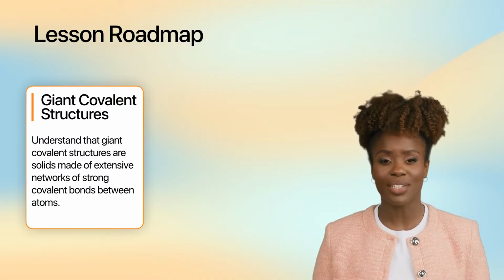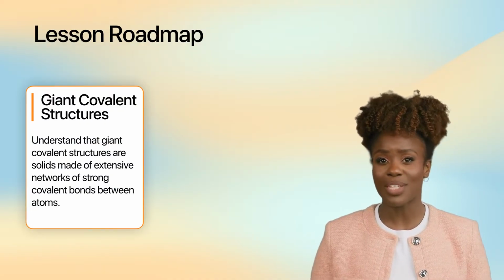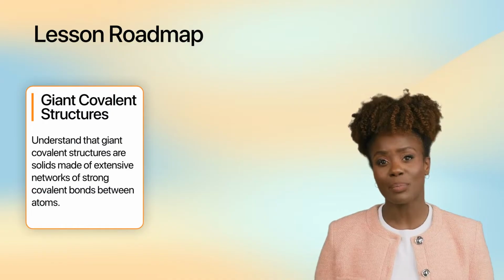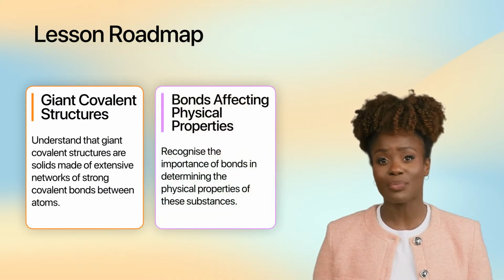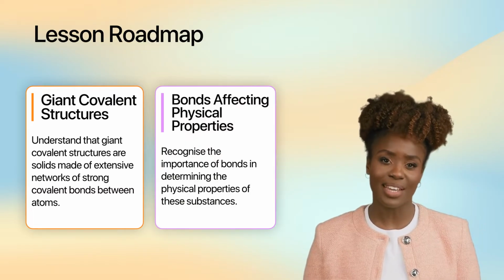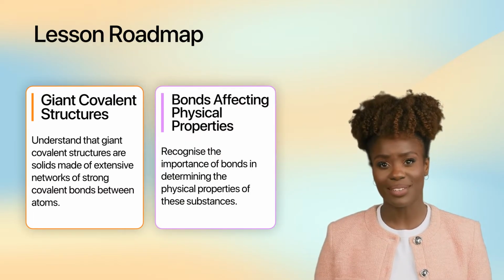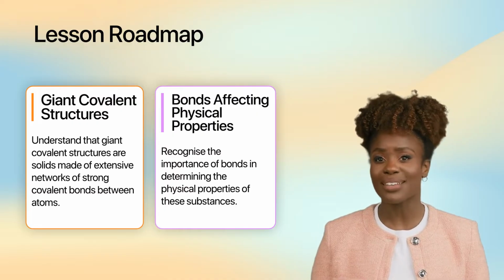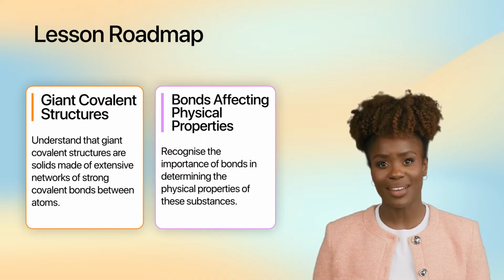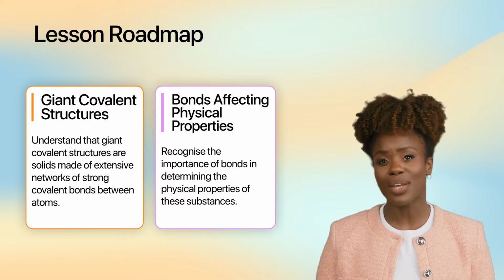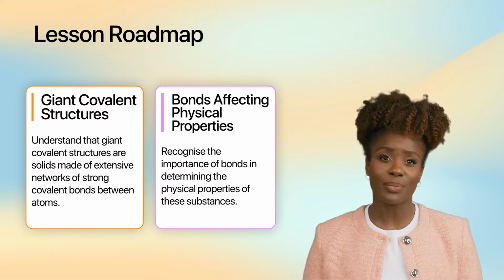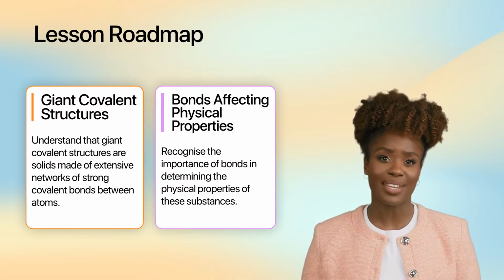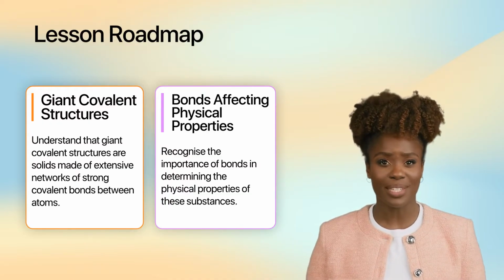In today's lesson, we will understand that giant covalent structures are solids made of extensive networks of strong covalent bonds between atoms, and recognize the importance of these bonds in determining the physical properties of these substances, including high melting and boiling points. In previous lessons, we have mainly examined simple molecular substances. In this lesson, we will examine the more complex giant covalent substances. This advancement will deepen our chemical insights and appreciation for the role of covalent bonds in determining the physical properties of substances.